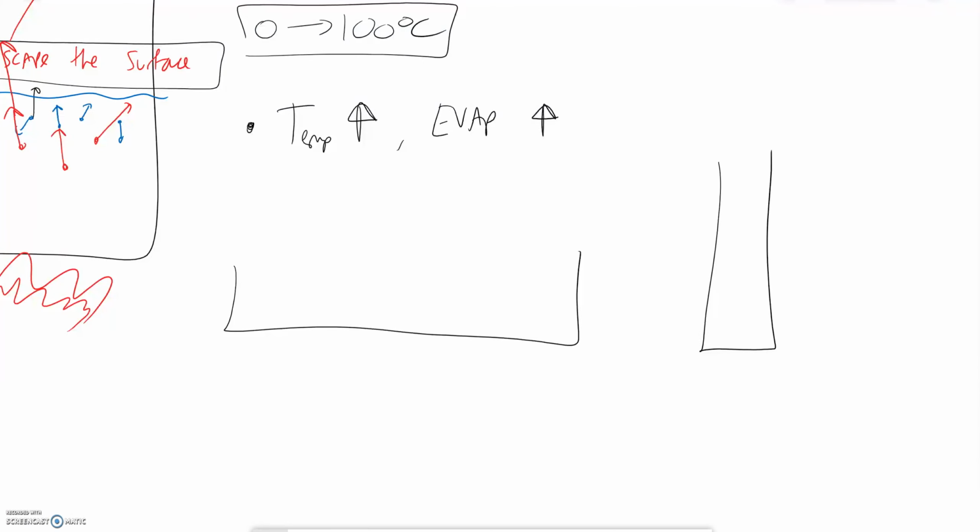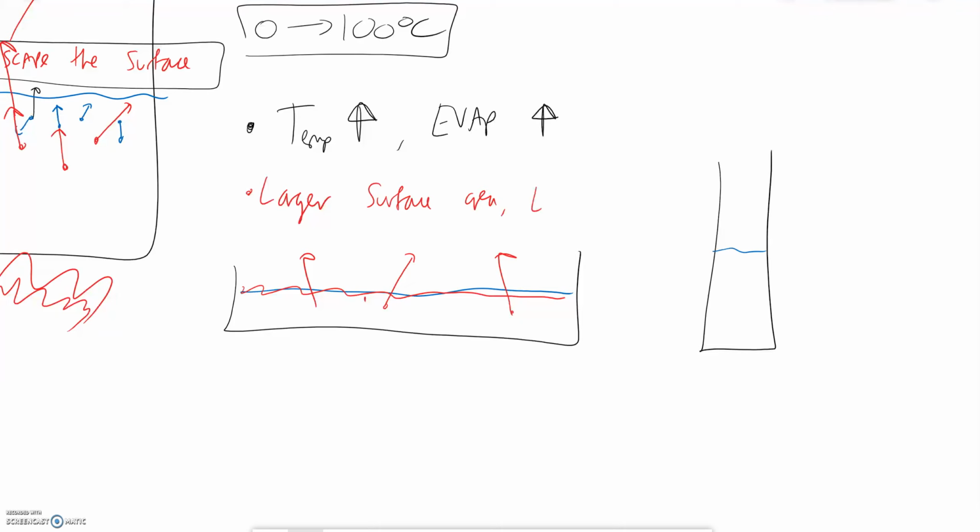So let's compare these two vessels here with some water in them. Well, on this one, there is a much larger surface area, here it is, for the molecules to escape from. So that's going to increase, so larger surface area, the evaporation is going to increase. Because here you can think they can only escape from here. It's a much smaller area for them to escape from compared to this one.